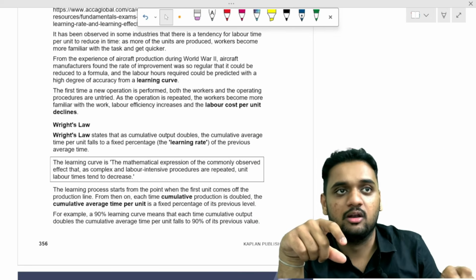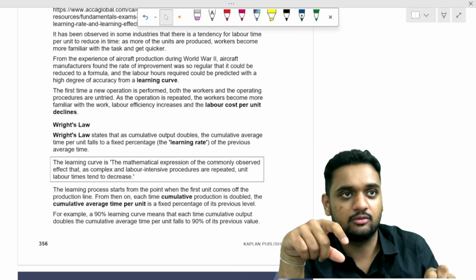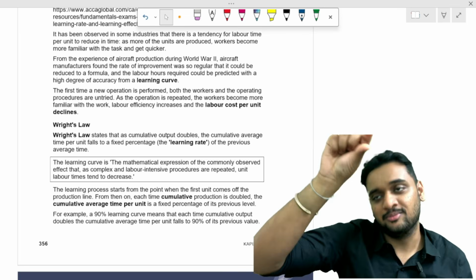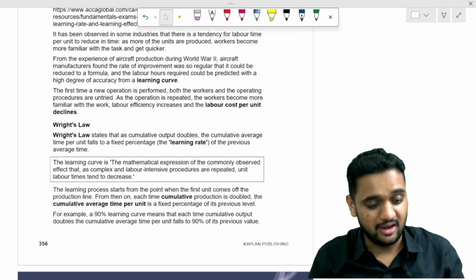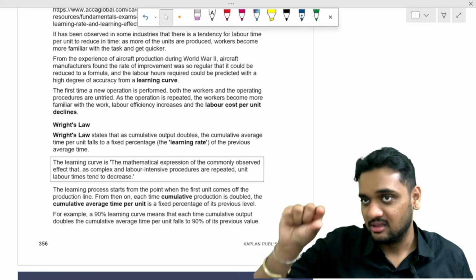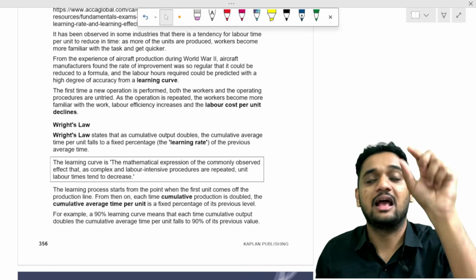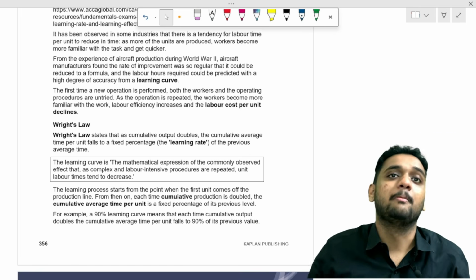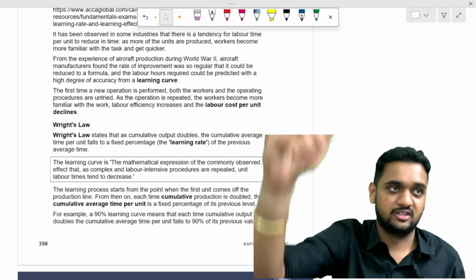Again, when my units double, from 2 to 4, my cumulative average time becomes 90% of that. Again, when my units double, from 4 to 8, my cumulative average time becomes 90% of that. Like that, as my units keep on doubling, my time becomes 90% of the previous one.